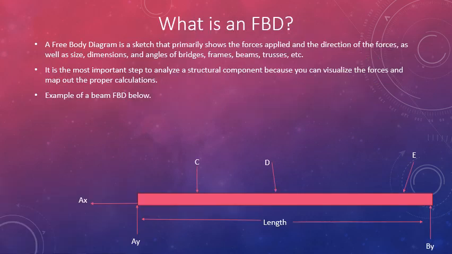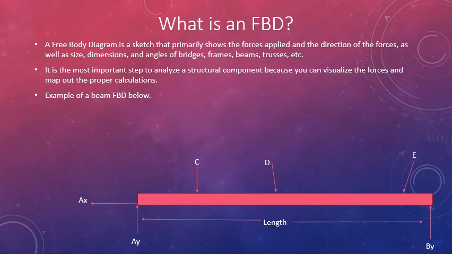What is an FBD? A free body diagram is a sketch that primarily shows the forces applied and the direction of the forces, as well as the size, dimensions, and angles of bridges, frames, beams, trusses, etc. It is the most important step to analyze a structural component because you can visualize the forces and map out the proper calculations. An example of an FBD is below, where there is a length across the beam, there are reaction forces at AY, AX, and BY, and they are respectively a pin and a roller. There are also forces at C, D, and E along the beam.